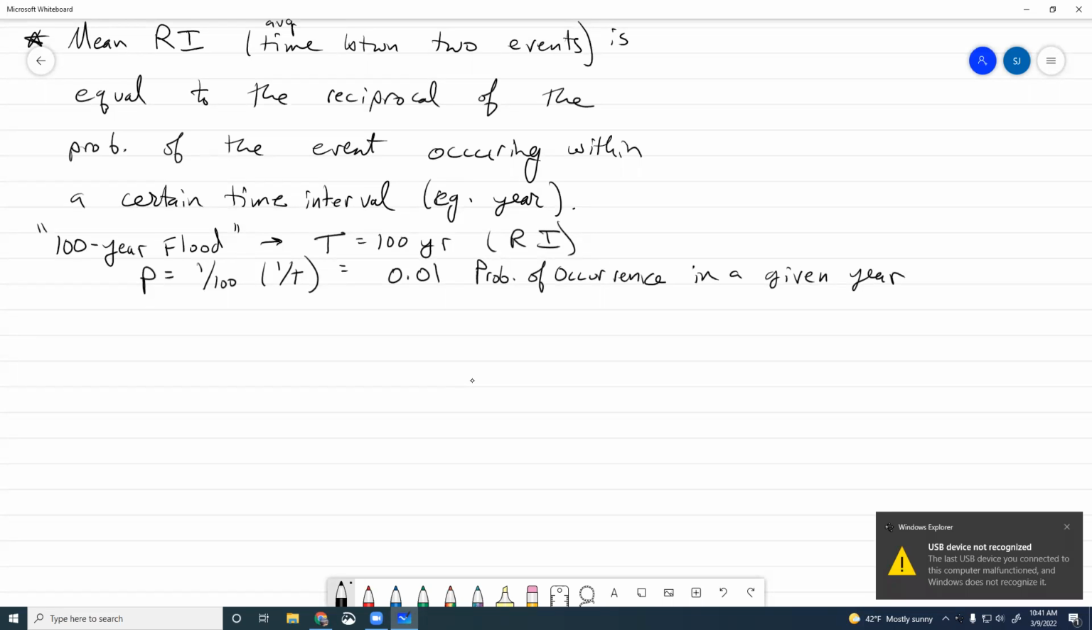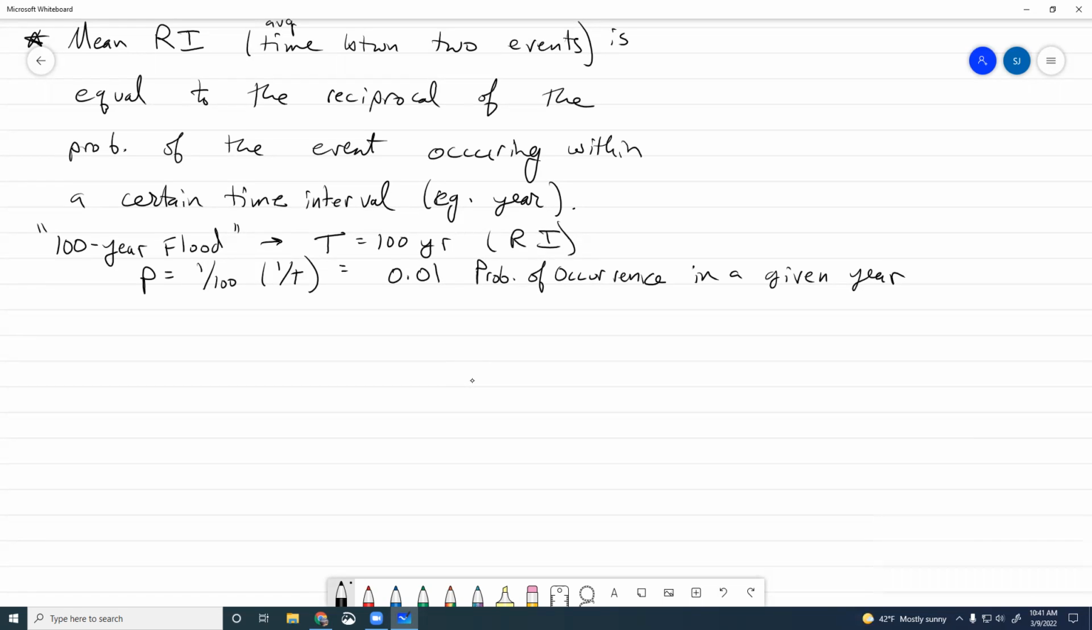So another way to think about this, and this is the way that we're trying to, as flood engineers, communicate the risk of these certain flood events. We call it what's known as the annual exceedance probability, or AEP.